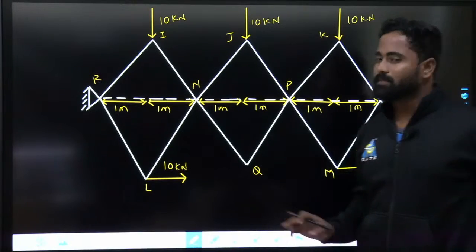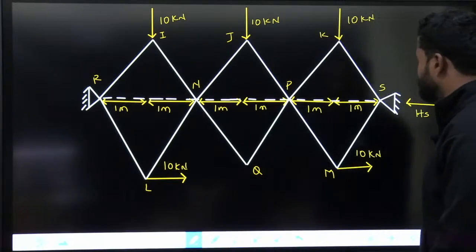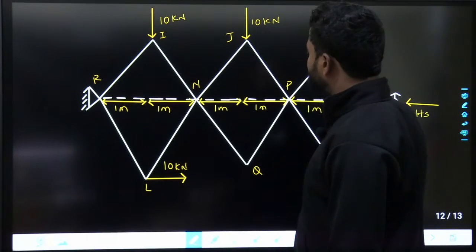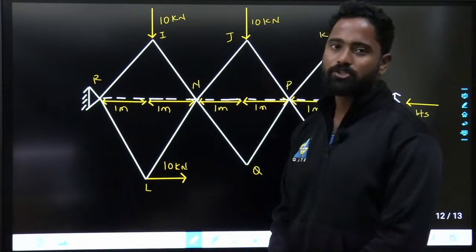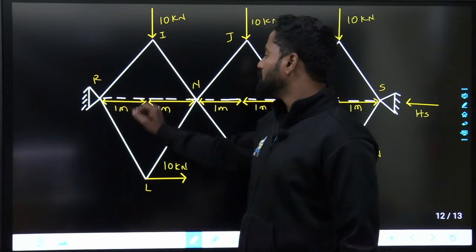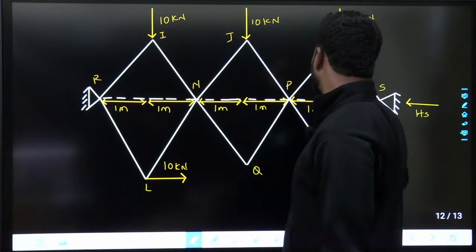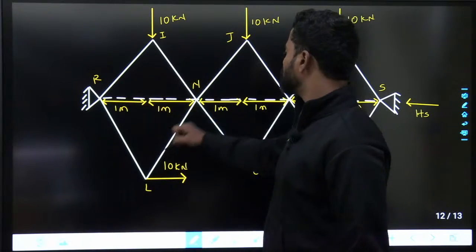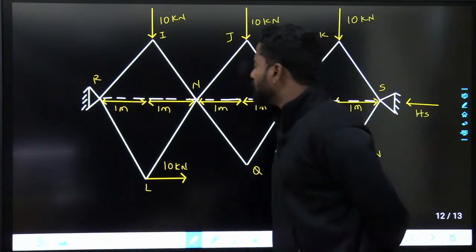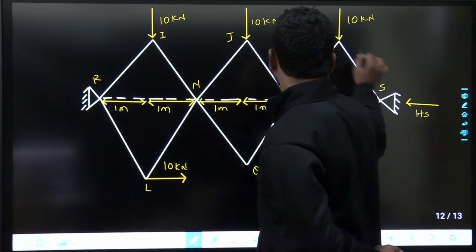This is a frame. This is not a truss. You can't solve this by method of sections or method of joints. Actually, what he is saying, these are just pins, so it's like pin jointed only. And if you see the number of members, 1, 2, 3, 4, 5, 6, 7, 8, 9, 10, 11, 12. There are 12 members. Number of joints, 1, 2, 3, 4, 5, 6, 7, 8, 9, 10.